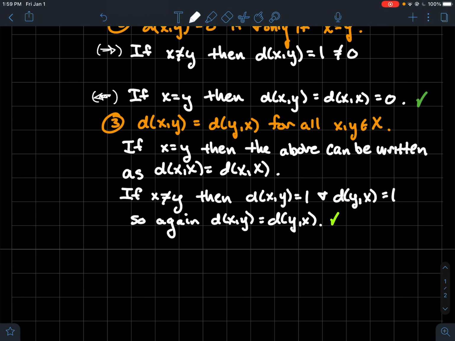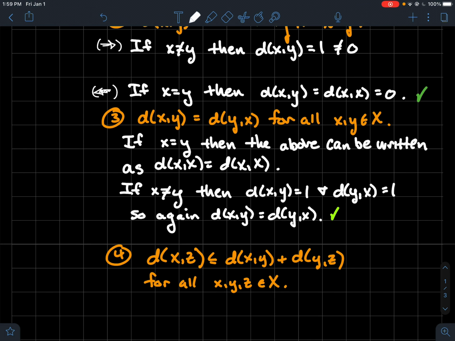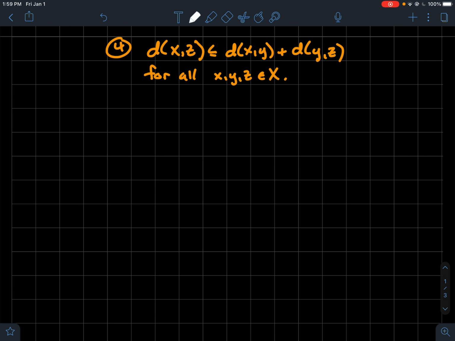The last thing to check is the triangle inequality. So I need to make sure that the distance from x to z is always less than or equal to the distance from x to y plus the distance from y to z. That needs to always happen. And the way that I'm going to do this is just by some cases here based on how x, y, and z might relate to each other. So the first case, what if they're all equal? And then I'm going to think about, well, what would each of these expressions here look like if they're all equal? Well, if they're all equal, each of these would have to be 0, right?